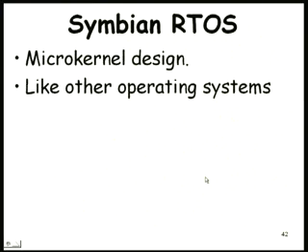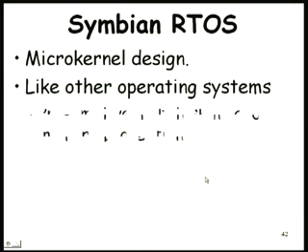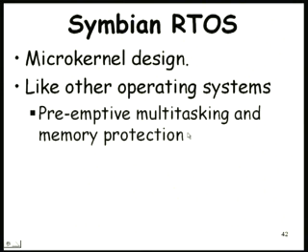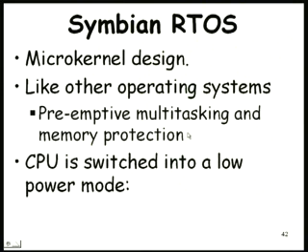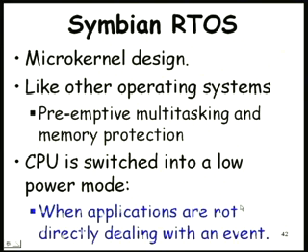So, microkernel design, and like other operating systems, it is multitasking, has memory protection, and one important feature is that the CPU is switched into a low power mode whenever an application is not directly dealing with an event. So, it keeps track of which application is dealing with what event, and if none of the applications is dealing with an event, it immediately switches into a low power mode, a very important feature required in any mobile phone.